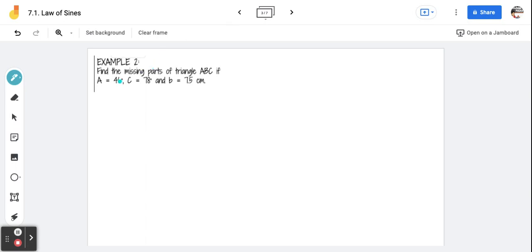All right, example 2 says find the missing parts of triangle ABC. So we got to find all the missing parts this time. In this one, I'm given 2 angles. So let me draw this out here. This is A, that's 46 degrees. This will be B. Actually, let me make this B. And this C, 78 degrees.